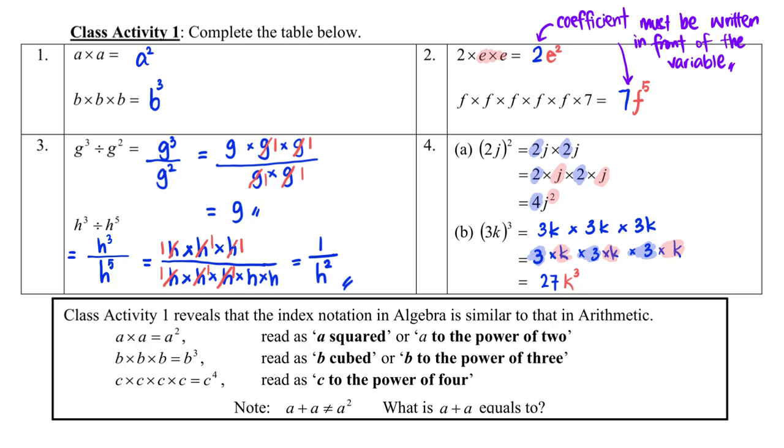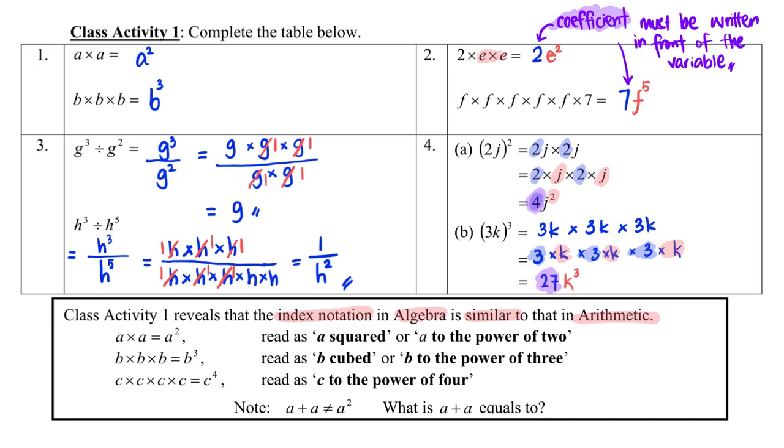And the same thing applies if you see it. I'm going to highlight it in purple: the coefficient must be written in front of the variable. You can see that the 4 is written in front of the variable j power 2, j square. My 27 is written in front of the variable k power 3. And so, this activity reveals that, very importantly, index notation in algebra is similar to arithmetic.